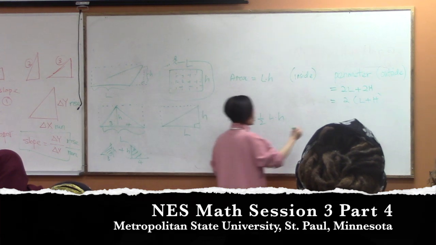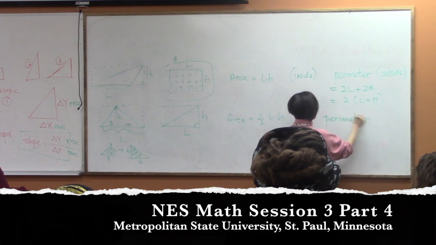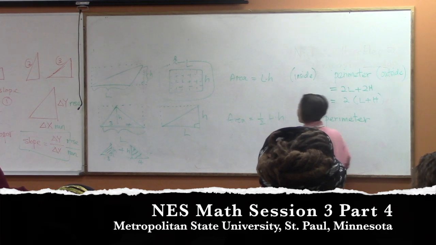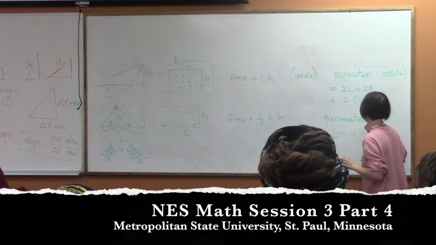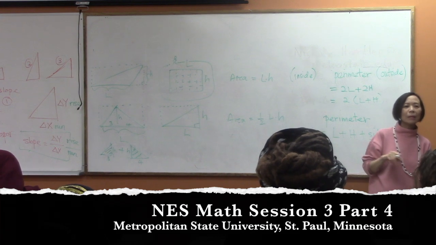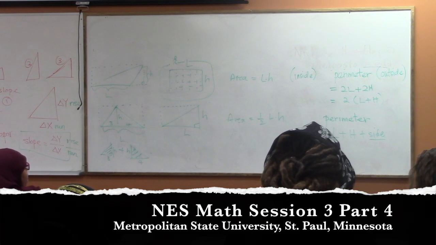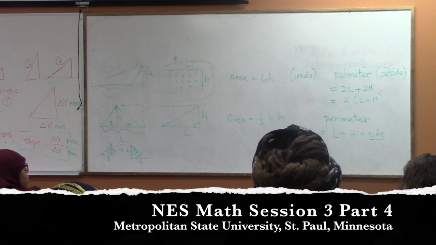But for perimeter, if you're going to walk around, what is going to happen? You're going to have the L, and then plus H, and then plus the side. So how do you find out the side? Anybody? Remember how you find a side that is slanted? There's a formula. It can only happen with a right angle, not always. Does anybody remember Pythagoras theorem?